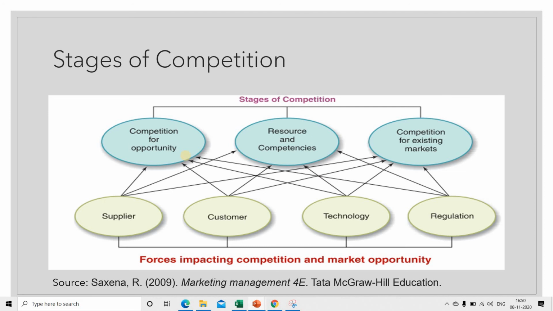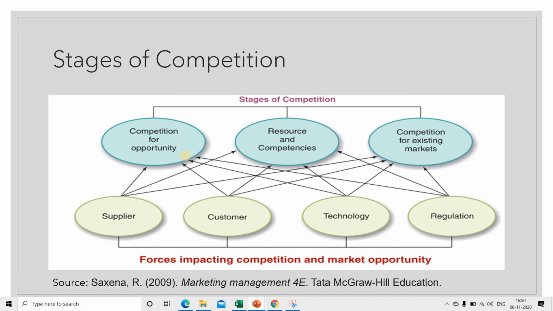So this is the place where you have to differentiate yourself in terms of the product offering, the price offering, or maybe the service offering. And moreover, the way you leverage the information will help you take the leading position in the existing markets. So to summarize, the 3 stages of competition is: number 1, the competition for opportunity.